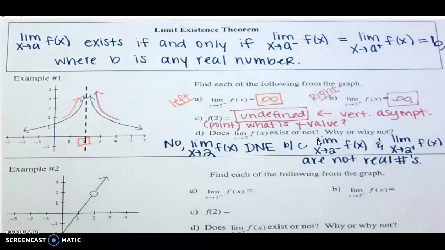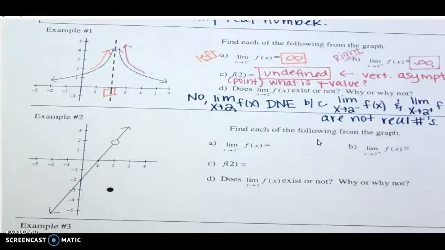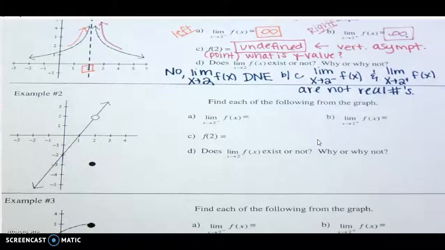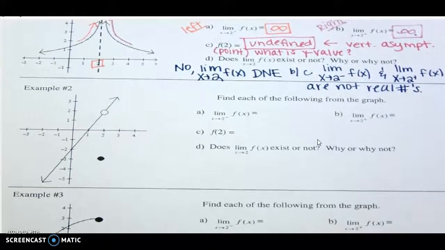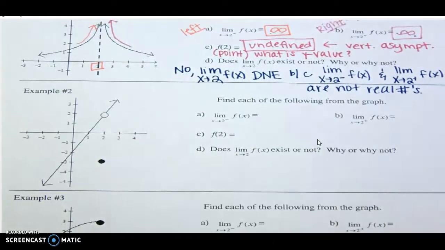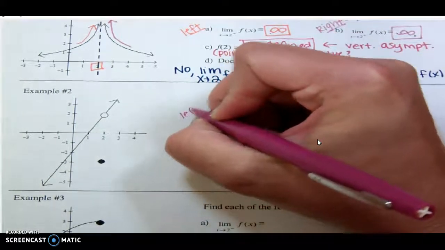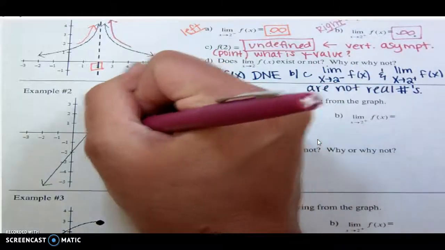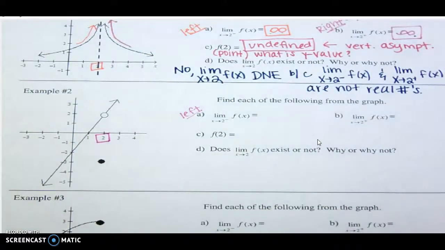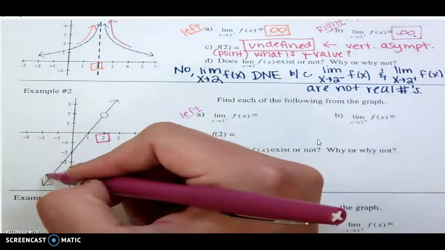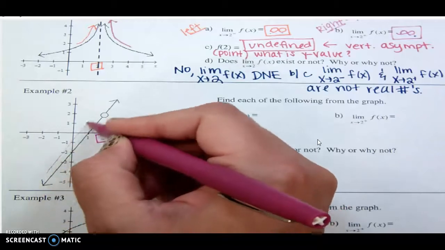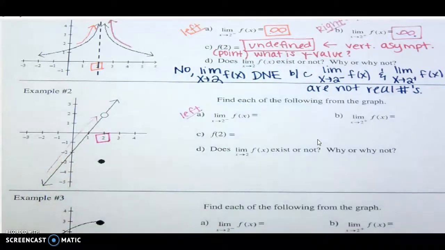Okay, so we're going to take a look at example 2. Same kind of thing, we just have a different graph. It actually asks the exact same questions. So for part A, it says the limit as x approaches 2 from the left. So, looking at the left, let's go ahead and put a box around 2 just so we know where we're looking. So if we come in from the left side, we are approaching this hole here, okay?